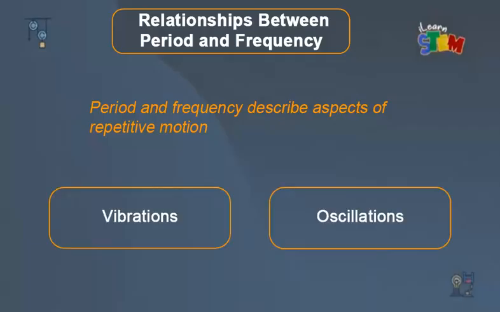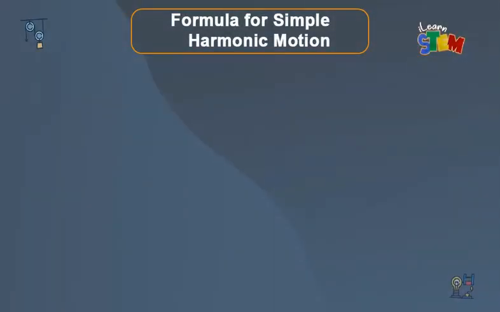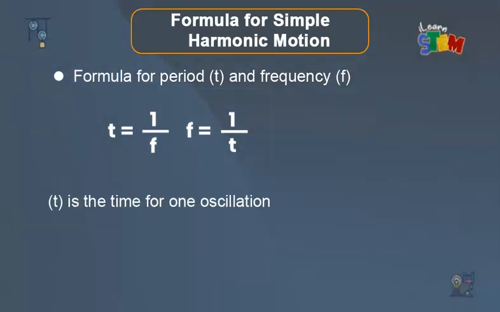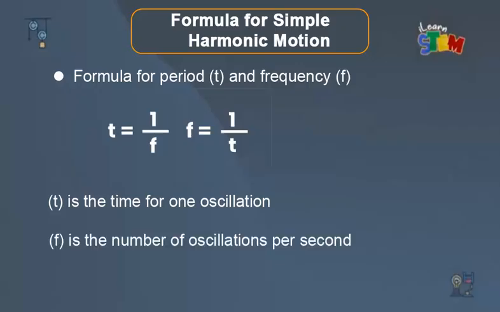Next, let's talk about the formulas for simple harmonic motion. Let's recap a little. In our previous slide we looked at period, T, and frequency, F, showing their formula, that is inversely related, which is T equals 1 over F, and F equals 1 over T. Let's clearly note that T is the time for one oscillation. F is the number of oscillations per second.